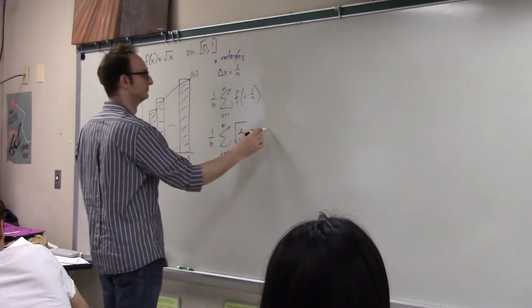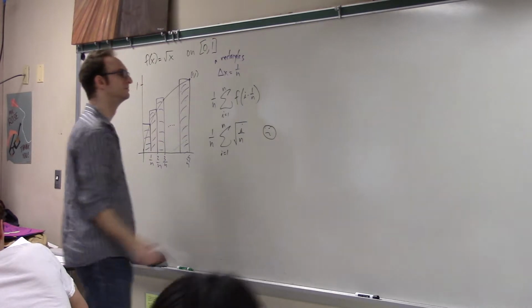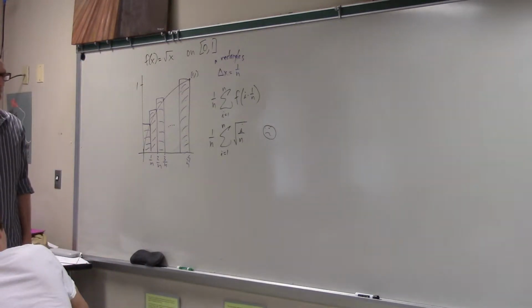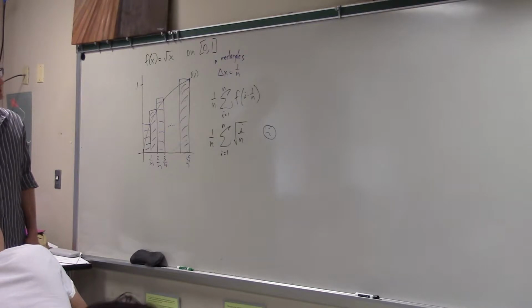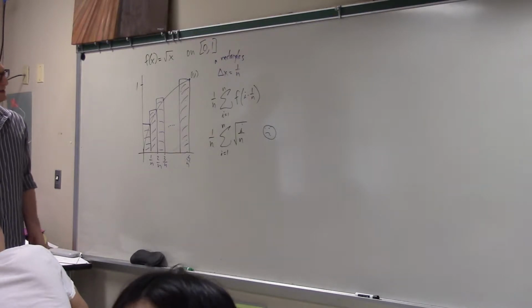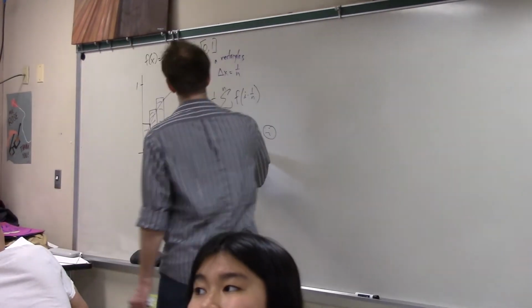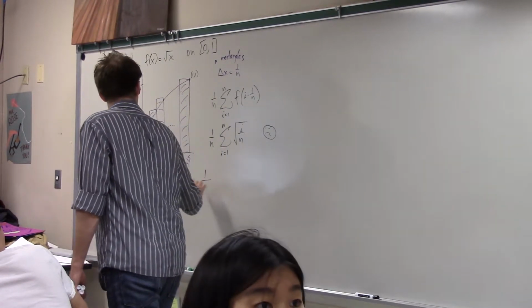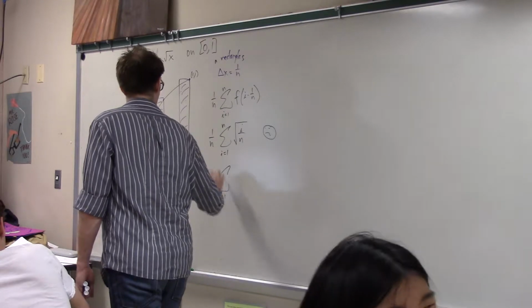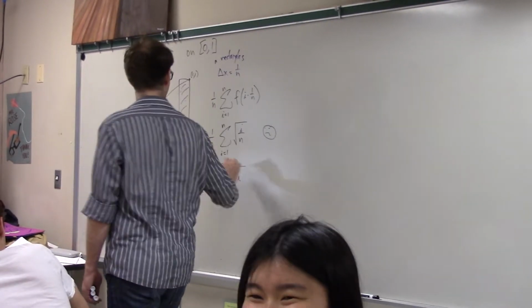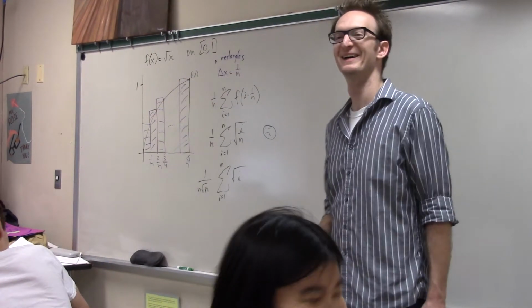Uh-oh. Why is that bad? Oh, right. I feel like we just can't do it. I can pull out the root n, I can do that. I can write this as 1 over n root n times the sum from i equals 1 to n of root i.